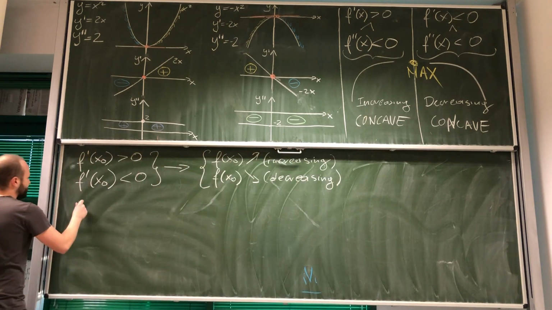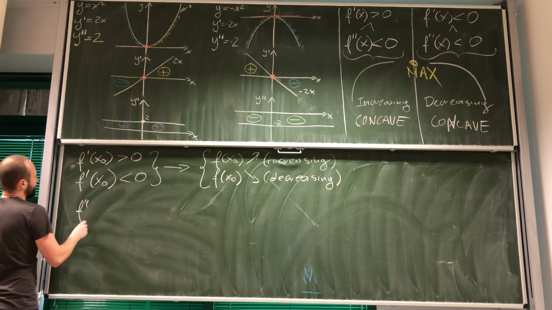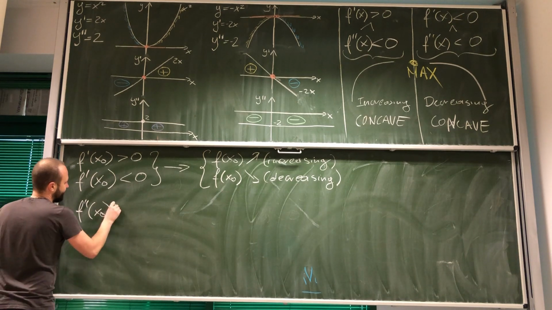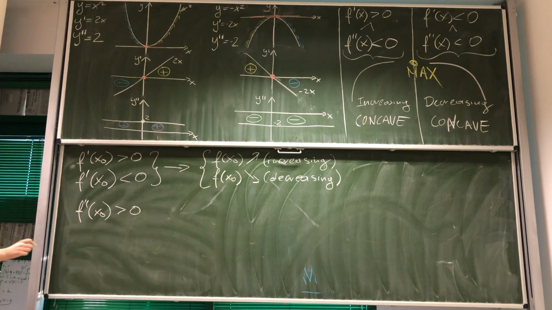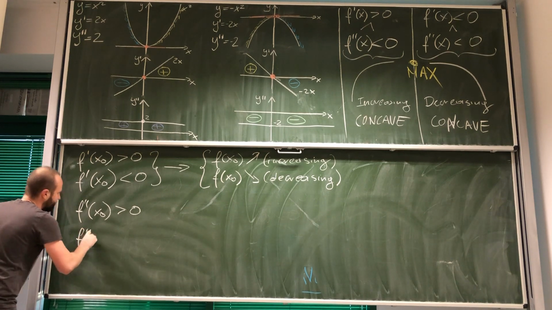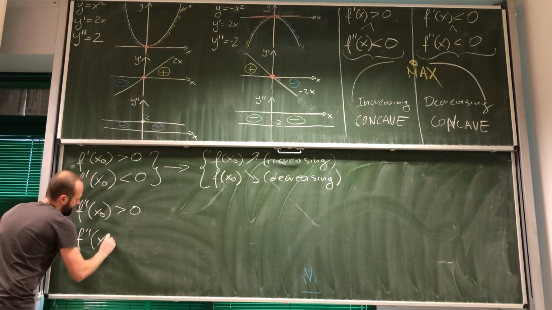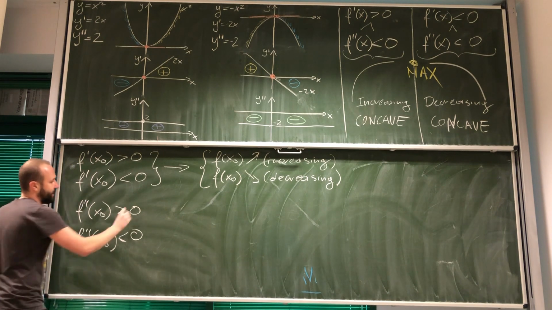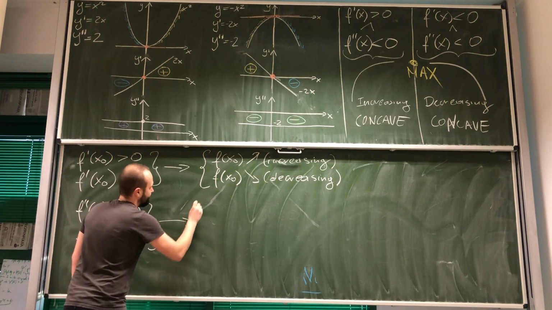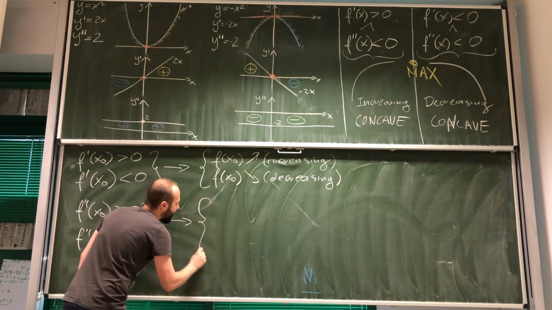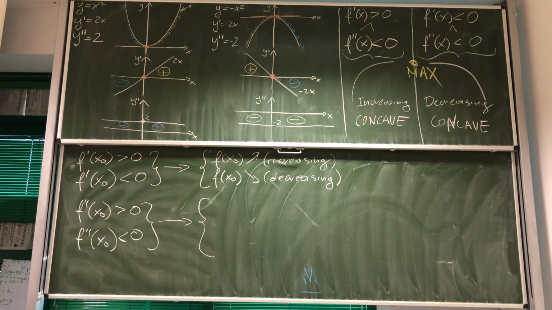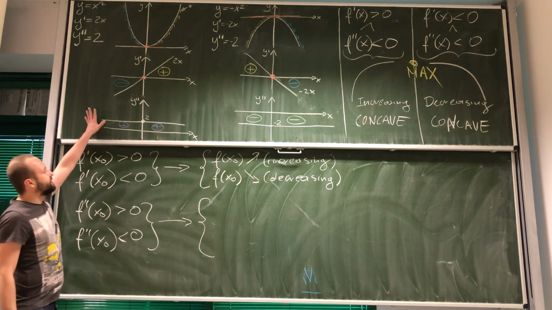But what about the two situations when we have a second derivative that is positive, or again a second derivative that is negative? What does this imply for our function? Look, let's get back to this example again.